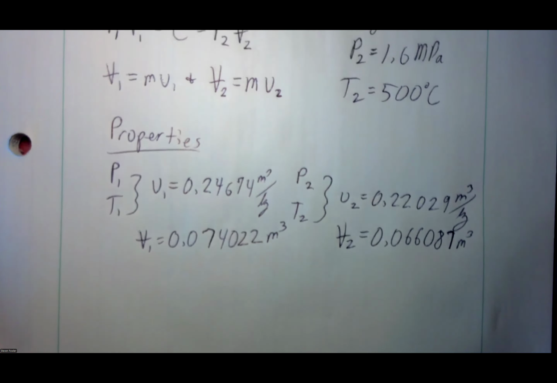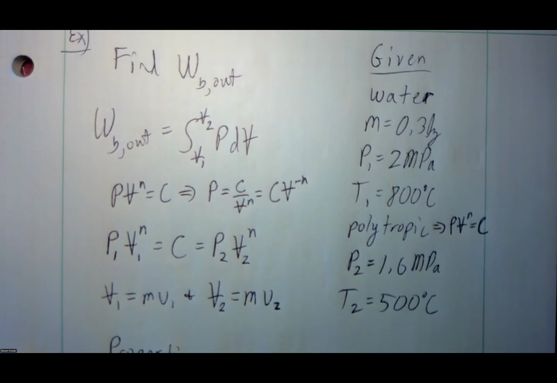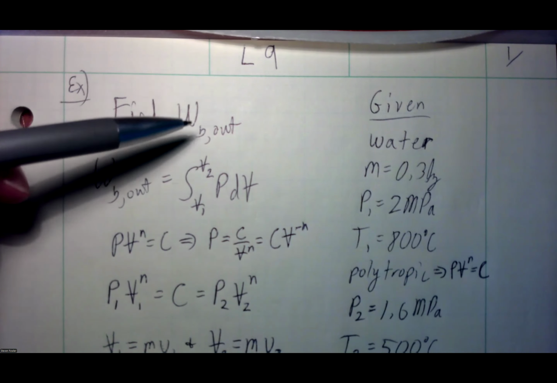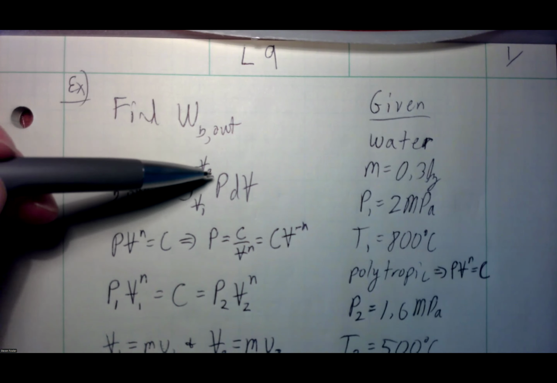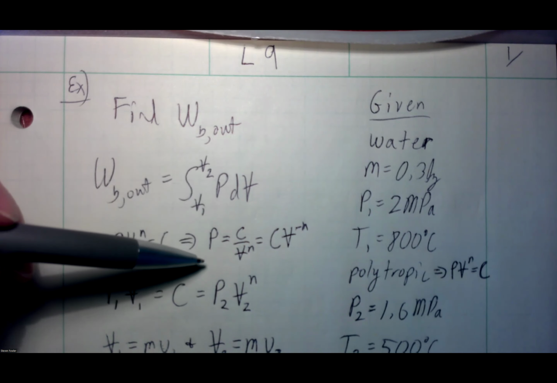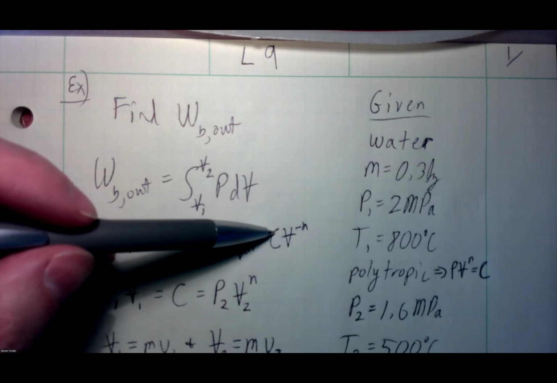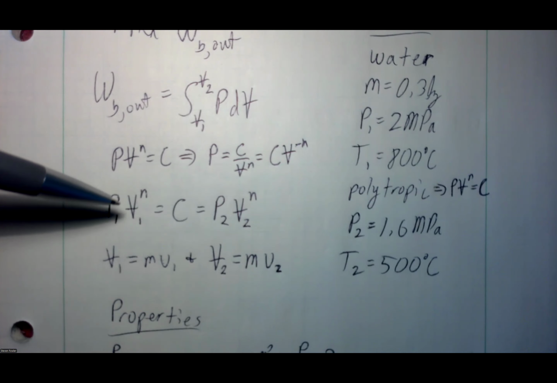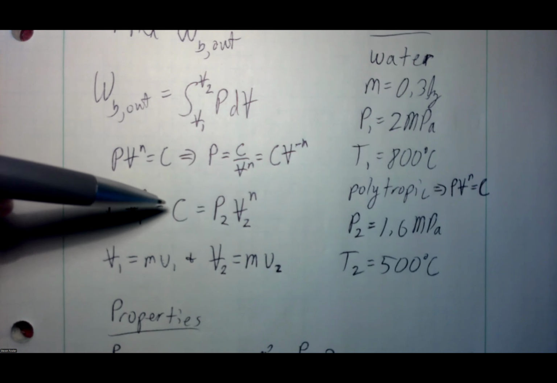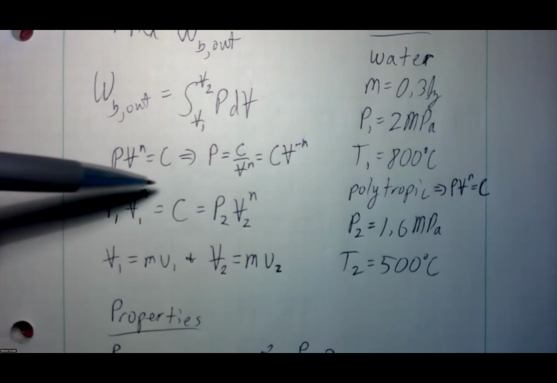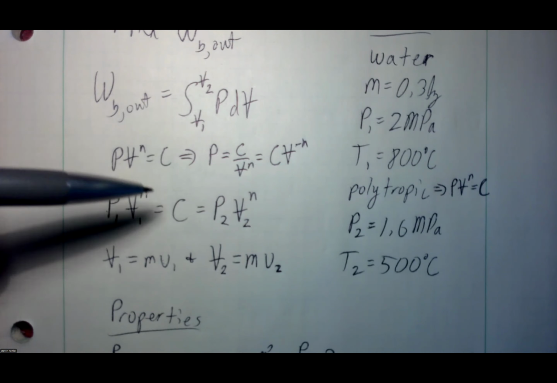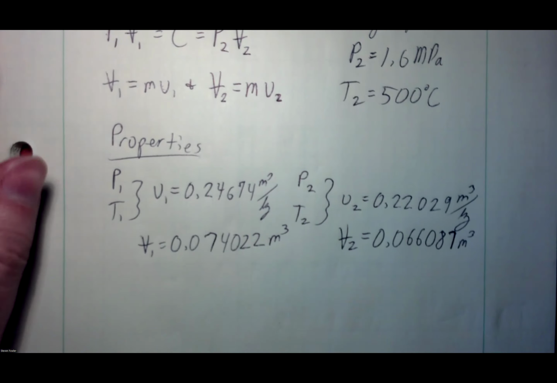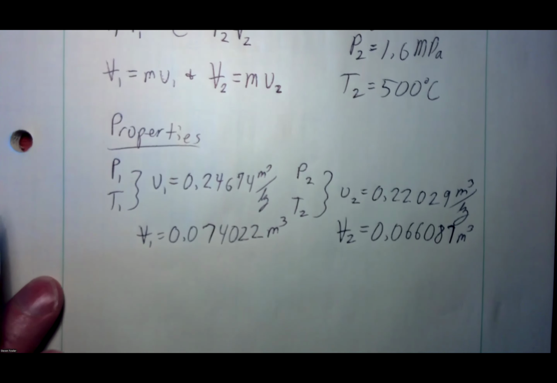Now, what's next? What the heck am I looking for? Well, that's always a good question to ask. A good problem is one where you have to go back and say, what the heck am I looking for? I'm looking for the boundary work. What do I need to find boundary work? Well, I need to know pressure as a function of volume, which I have. And to find pressure as a function of volume, I need C and n. To find C and n, I needed P1, V1, P2, V2. Now that I know pressure and volume, n and C are the only two unknowns in these two equations. It looks like we're going to have to solve for n first. Once I've got n, C is going to be pretty easy.